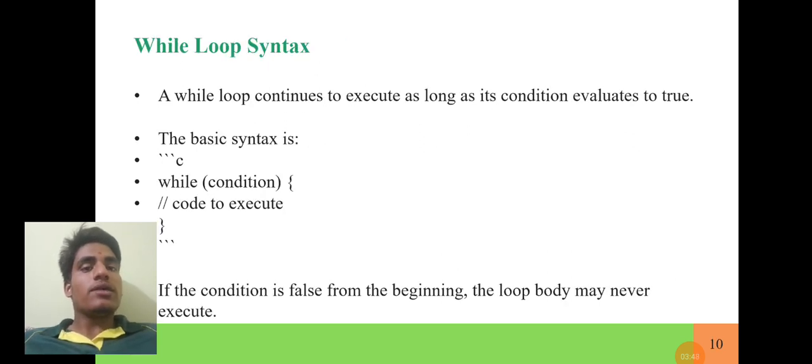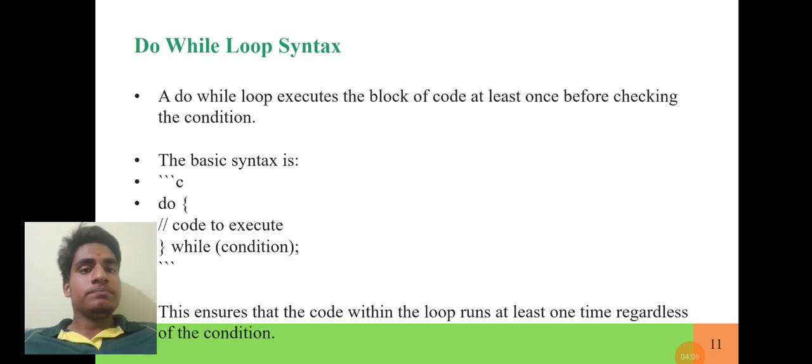While loop syntax. A while loop continues to execute as long as its condition evaluates to true. The basic syntax is while (condition) { code to execute }. If the condition is false from the beginning, the loop body may never be executed. Do while loop syntax. A do while loop executes the block of code at least once before checking the condition. This ensures that the code within the loop runs at least one time regardless of the condition.